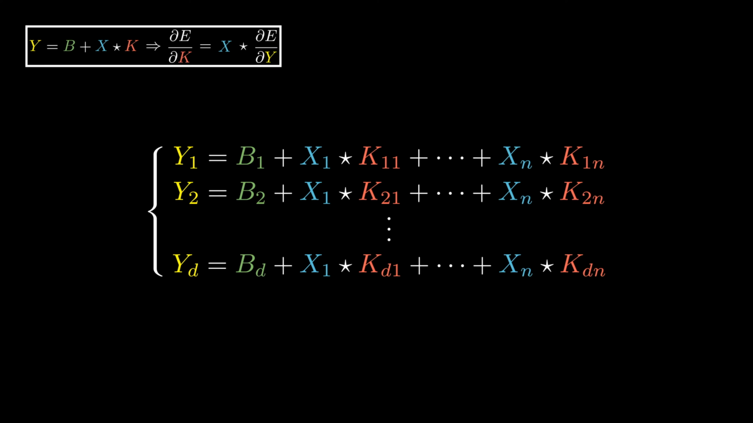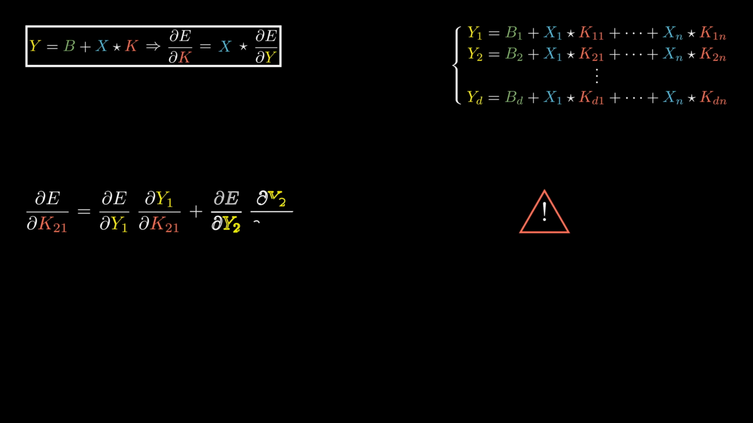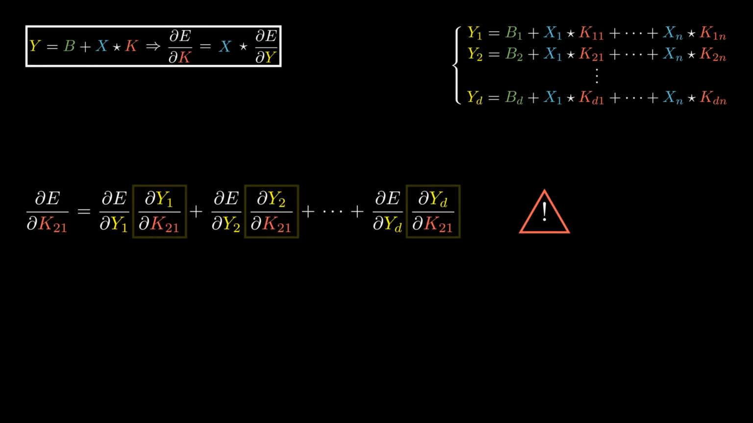Remember that we want to compute the derivative of E with respect to k. So, we'll start with an example, say, the gradient of k21. Now, it would be very tempting to use the chain rule and expand it like this, except that we can't, because these terms are derivatives of matrices with respect to other matrices, and we haven't defined what this means, so it doesn't make sense to write this down. Let's undo this.